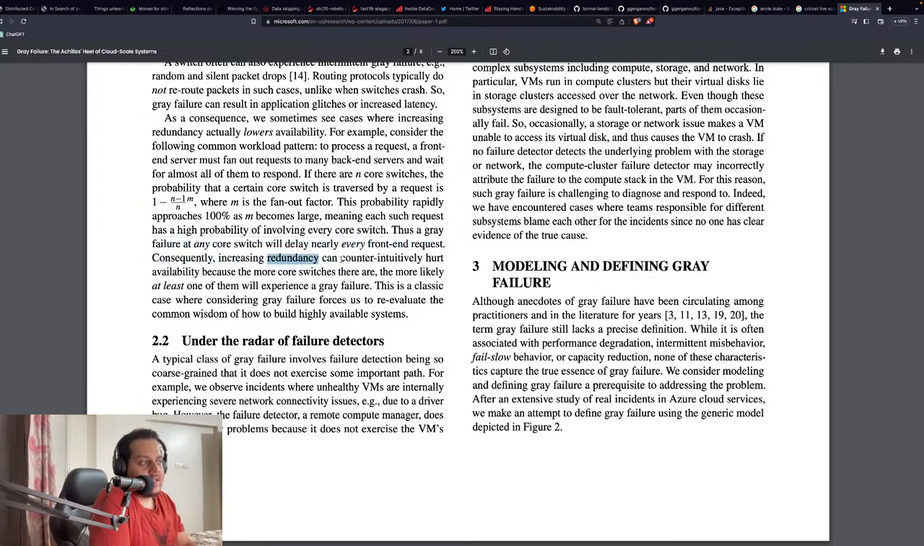Consequently, increasing redundancy can counterintuitively hurt the application's availability, because the more core switches there are, the more likely at least one of them will experience a gray failure. And this is a classic case where considering gray failure forces us to reevaluate the common wisdom of building highly available systems. That is quite exciting, right? Because most of the time what we say is, we have to build a system which is highly available. So throw in more servers, throw in more switches and things like that, so that if one of the servers crashes, the request can still go to multiple other servers. But if we are building a system with this kind of application, and it is highly available, it simply means that we are adding more redundancy and it is hurting the availability of the application.